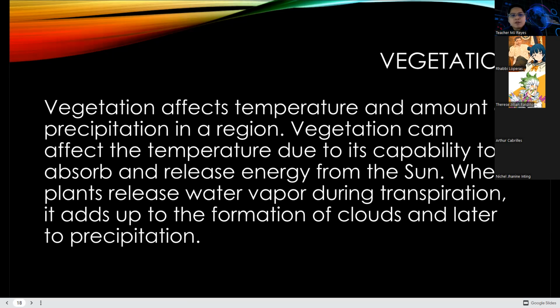Vegetation. Vegetation affects temperature and amount of precipitation in a region. Vegetation can affect the temperature due to its capability to absorb and release energy from the sun. Vegetation means plants, the kinds of plants that we actually have. When plants release water vapor during transpiration, it adds to the formation of clouds and later precipitation.